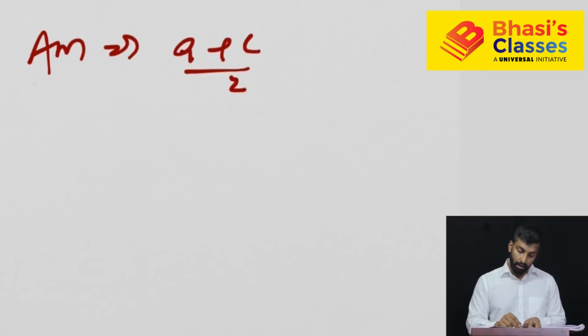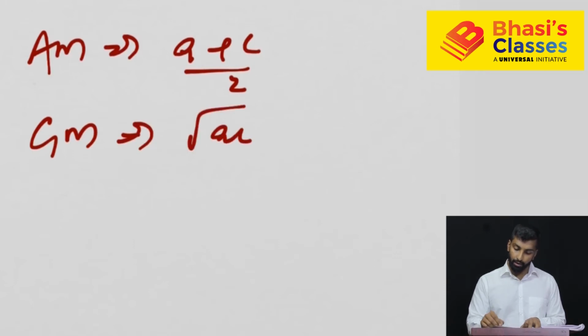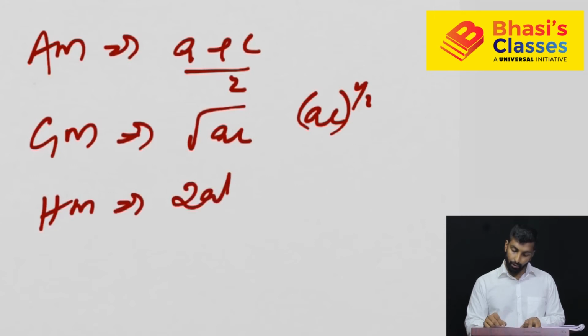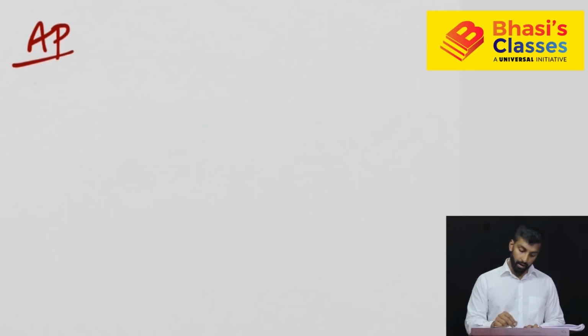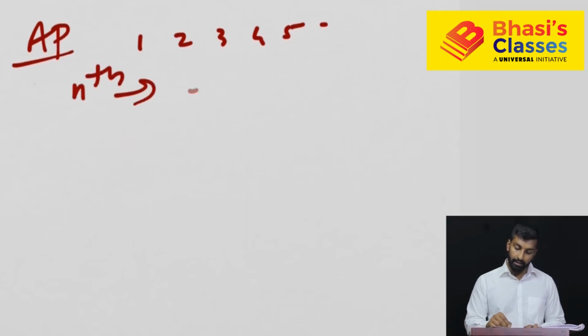So what we have discussed: arithmetic mean is (a + c)/2, geometric mean is root of ac, or (ac) raised to 1/2, right? Harmonic mean is 2ab/(a + b). So what all things we discussed? We start off with AP. AP we have seen 1, 2, 3, 4, 5, etc. There is an AP, right? So I told you how to find the nth term: a + (n - 1)d, right?